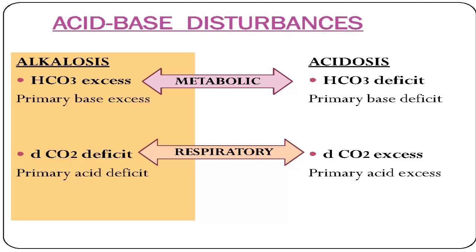Now, coming to the acidosis. This is again typified into metabolic and respiratory. And here the thing is just the opposite. In case of metabolic acidosis, there will be base deficit, so the system becomes acidic. And what is the primary base? That is the bicarbonate. So, the bicarbonate deficit is there and it is metabolic acidosis. And in case of respiratory acidosis, there will be primary acid excess, and that is the dissolved carbon dioxide excess in the system. So these are the main acid-base disturbances with their classification according to cause. Next slide.